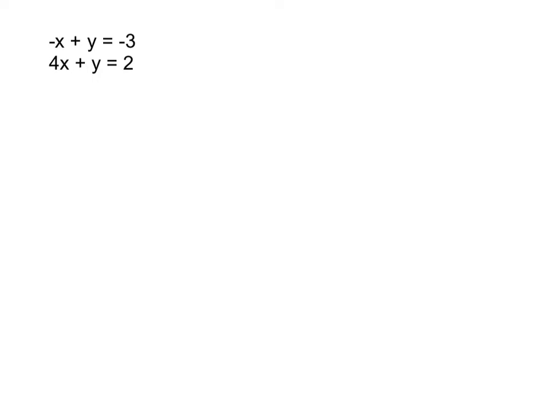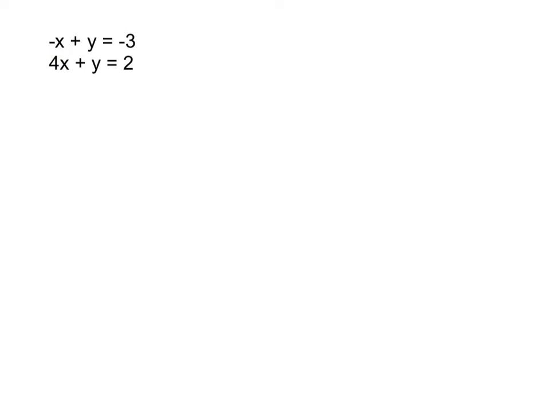Alright, now the next problem, negative x plus y equals negative 3, and 4x plus y equals 2 is the exact same problem. Except now I'm going to show you how to do it by eliminating the y's. Once again, everything is lined up and ready to go. But let's say I want to get rid of my y's. Both of these are 1s. If one of them is a 1, the other would have to be a negative 1. It's the same thing with our x's. Our x's, if one was 4, the other has to be negative 4.